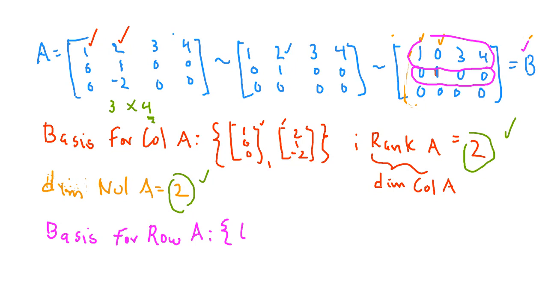That's right, Nikhil, 2. And the rank theorem says that the dimension of the row space is the same as the dimension of the column space of the matrix A. So 1, 0, 3, 4 is one of the vectors in the basis for the row space of A, and the other vector is 0, 1, 0, 0.